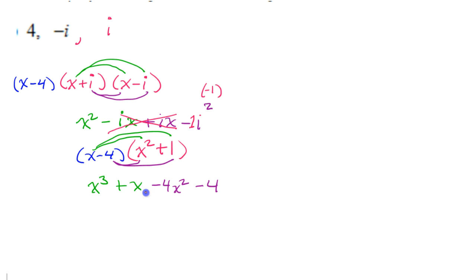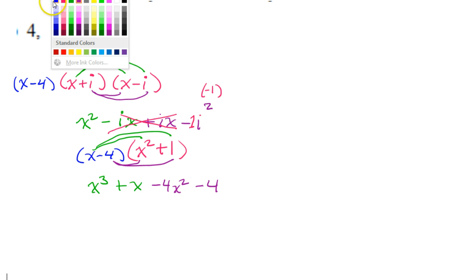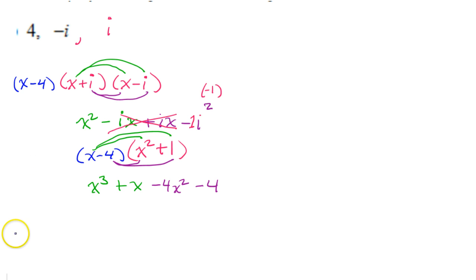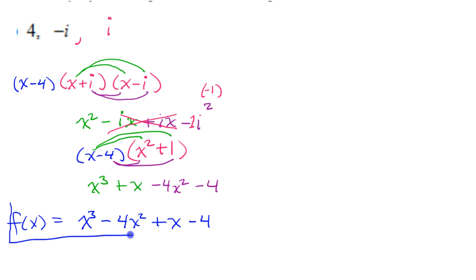I'm going to write this in standard form by reversing the order of these 2 terms. So the final answer is going to be f of x equals x to the 3rd power minus 4x squared plus x minus 4. So this would be our polynomial.